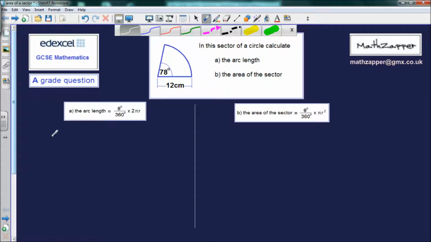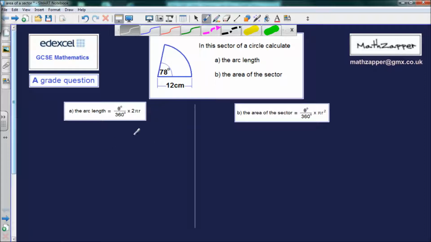Edexcel GCSE Mathematics, an example of an A grade question. And we're told that in this sector of a circle we have to calculate A, the arc length, so we have to calculate this length here, and B, the area of the sector, so the area of the sector is part B.